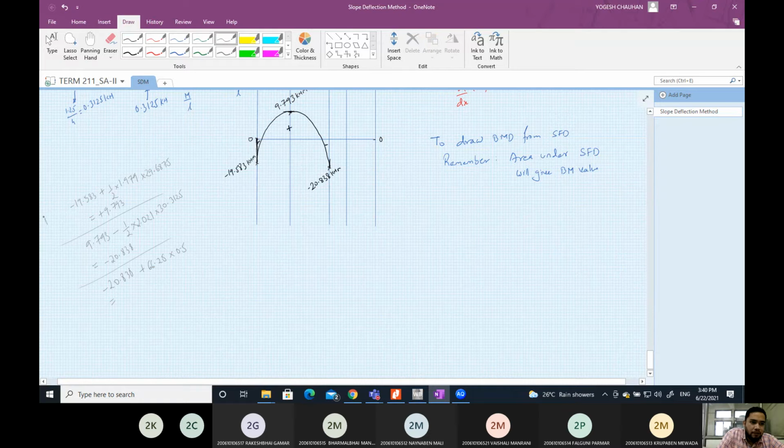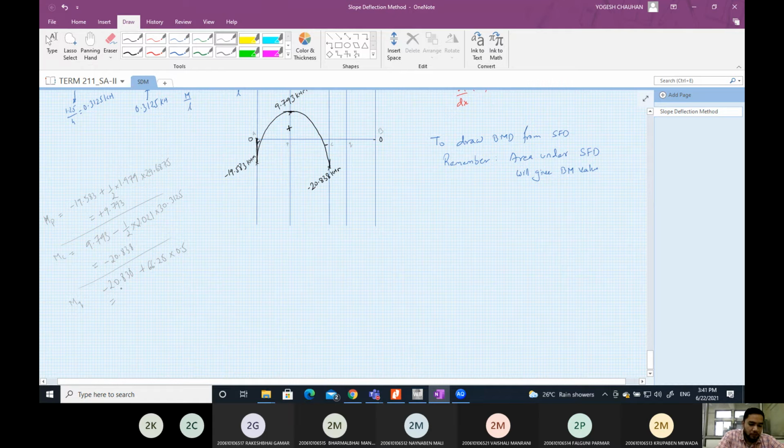See, this is your bending moment at this point. Let us say this point be P point. This is the bending moment at P. This is the bending moment at C, and this is the bending moment at Q. Let us say this is P point, this is Q point, this is A, and this is B, and this is C.